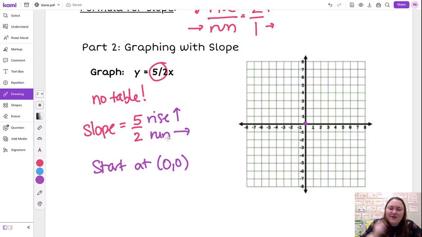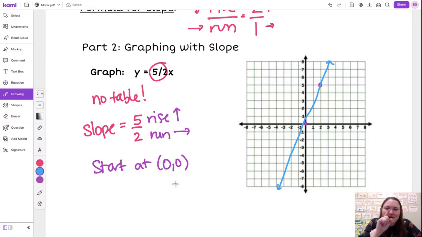And then using slope, pause this video and see if you can find where that next point will be. We want to rise 5, so I'm going to go up 1, 2, 3, 4, 5. No point yet. Make sure you have nothing right here because we also need to run 2, 1, 2, and that is where my next point is. You really only need 2 points to make a line, so this is enough. I can go ahead and draw my line through those points, and ta-da, there's our graph.